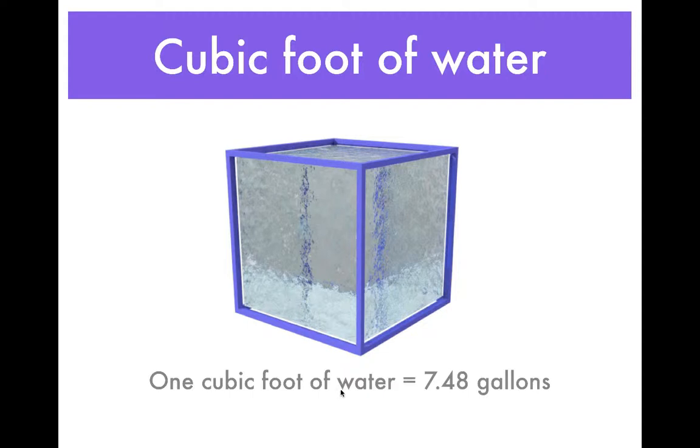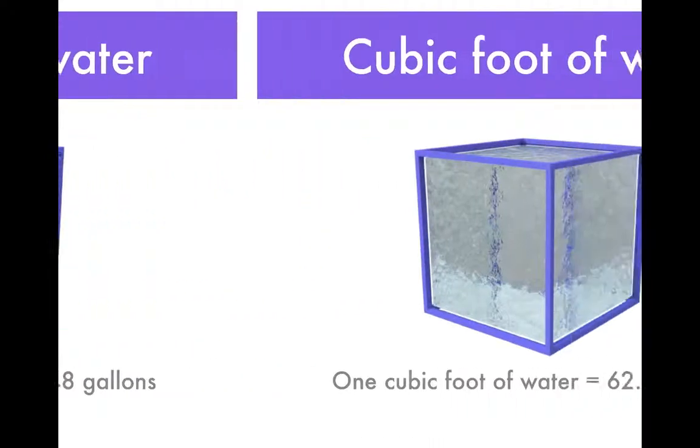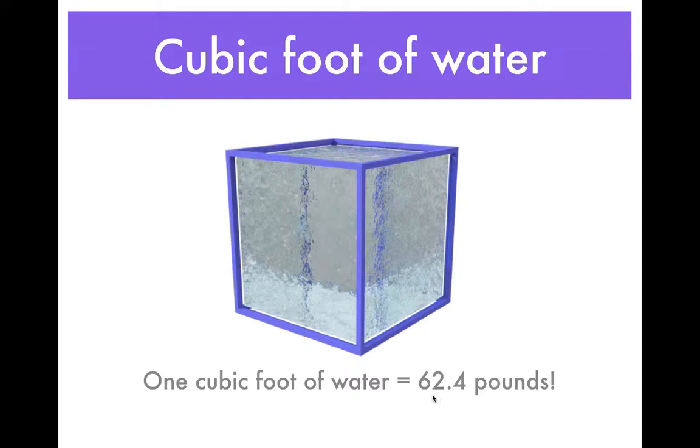1 cubic foot of water equals 7.48 gallons. Basically 7.5 gallons. And we saw that when we poured gallons of water into our cubic foot. Now you may remember we filled ours with 6 gallons, but ours was actually a little bit short on the y-axis. So if we had a full 1 foot by 1 foot by 1 foot, it would actually be 7.5 gallons. And the weight of 1 cubic foot of water is 62.4 pounds.